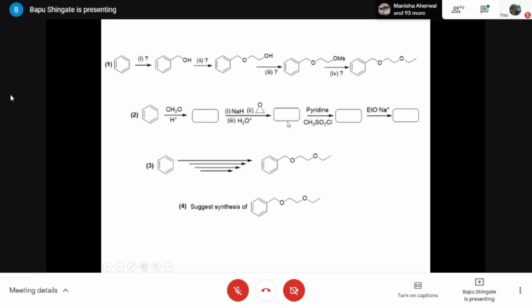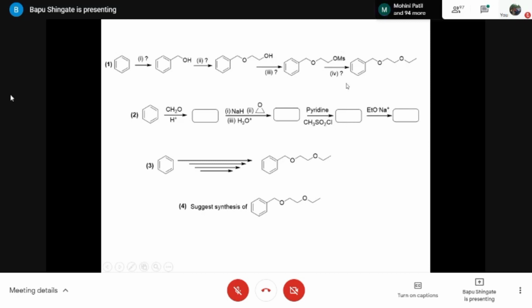What is the role of this pyridine? Whether it acts as a base, or as an acid, or as a solvent, or for some other purpose, or as a substrate. Accordingly, we have to determine the reactivity of this one. Pyridine, no doubt, is a base. It will abstract the proton and it will react with methane sulfonic chloride, and accordingly we will have the product.